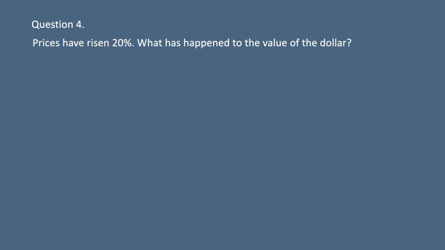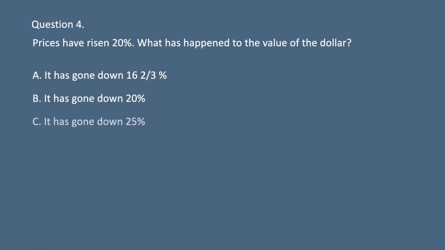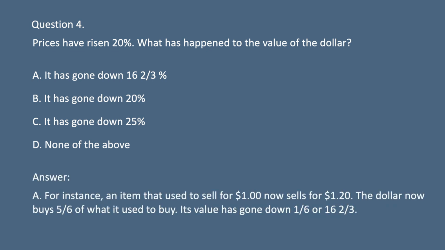Question 4. Prices have risen 20%. What has happened to the value of the dollar? A. It has gone down 16 2/3%. B. It has gone down 20%. C. It has gone down 25%. D. None of the above. Answer. A. For instance, an item that used to sell for $1 now sells for $1.20. The dollar now buys 5/6 of what it used to buy. Its value has gone down 1/6 or 16 2/3%.